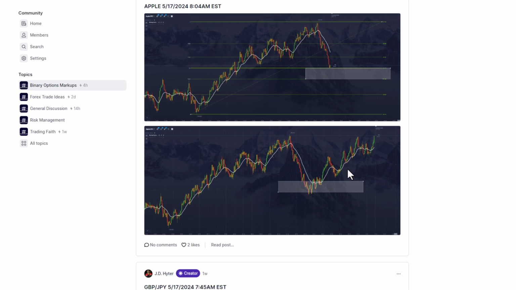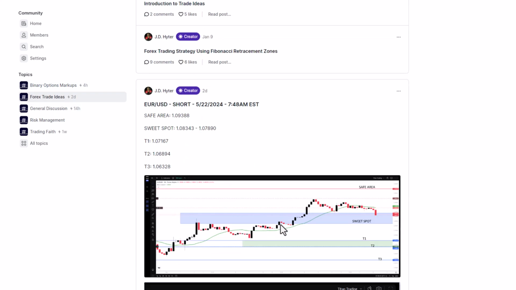So, the sweet spot trade that we take in the binary options market is wonderful. The sweet spot trade that we take in the Forex, again, we have not had a loss in the month of May. So these things are just beautiful.